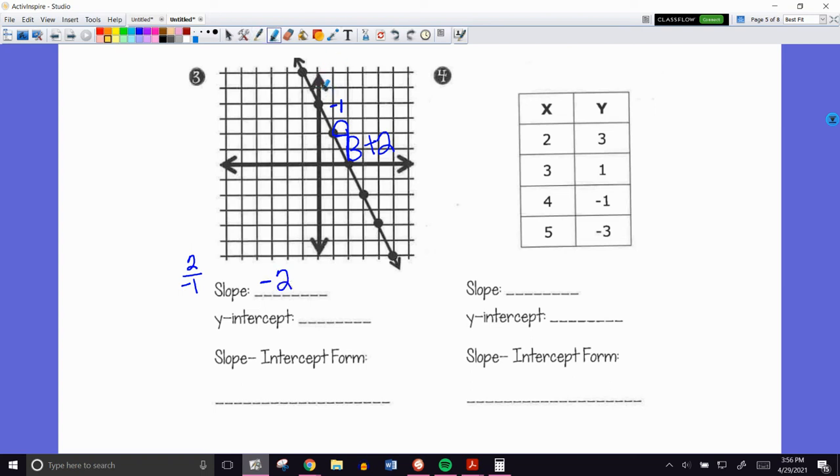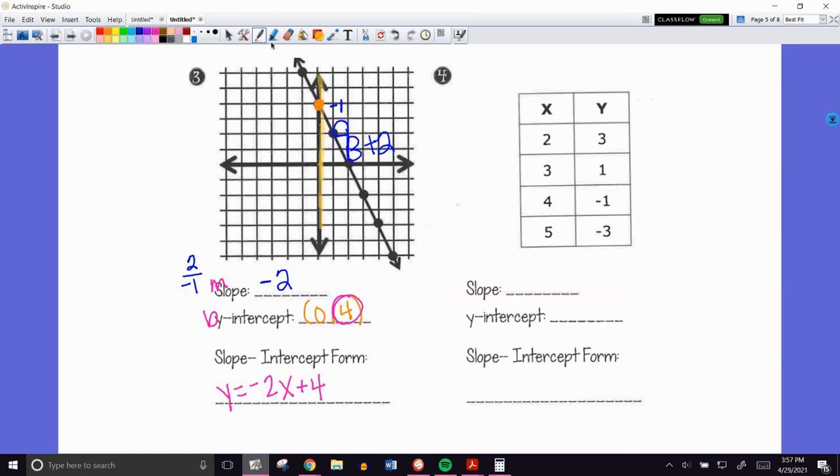Then I need my y-intercept. So here's my y-axis, and I can see that my graph is crossing at the point 0, 1, 2, 3, 4. So my y-intercept would be 0, 4. And when I write that equation, y equals m, or slope, is -2x. And then remember, your y-intercept is b, and that's going to be a +4.